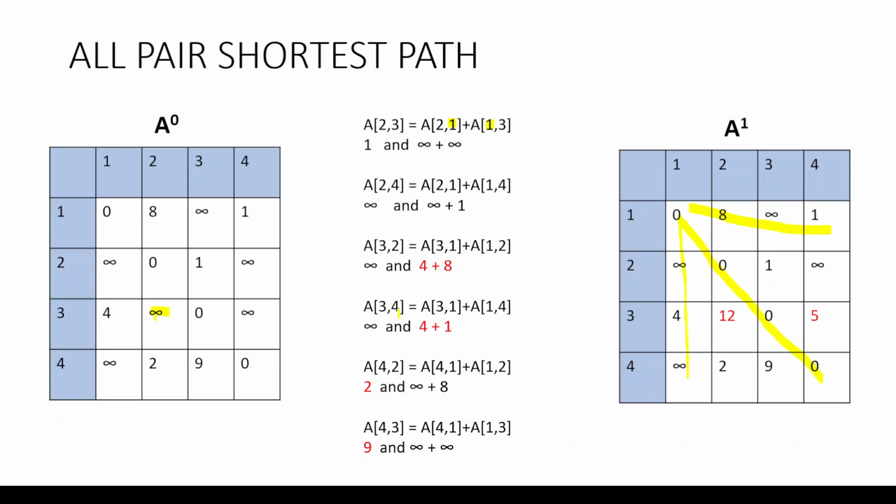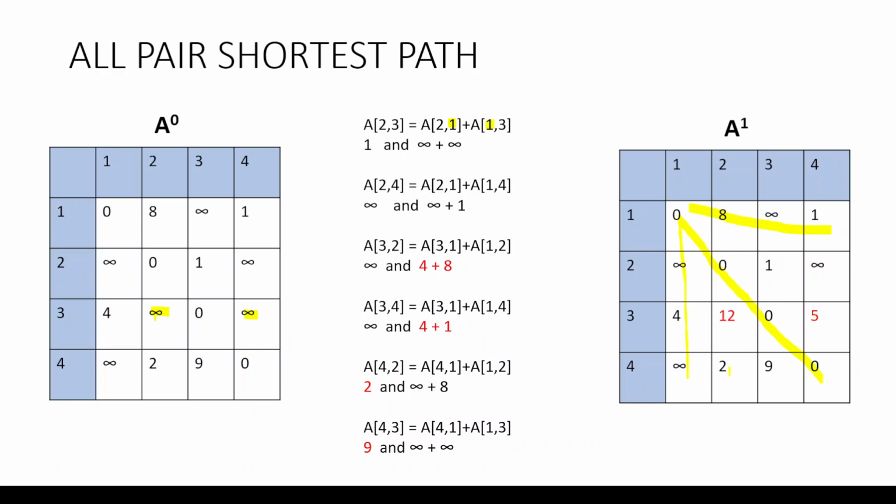A of 3 comma 4, we are adding an intermediate node, that is A of 3 comma 1 plus A of 1 comma 4. A of 3 comma 4, 3 to 4 is infinity. A of 3 comma 1, 3 comma 1 is 4. A of 1 comma 4, 1 comma 4 is 1. So you'll get 4 plus 1 is 5. 5 is of course less than infinity. So we will replace this value, that is A of 3 comma 4, by the new value whatever we have got, a shorter distance, which is 5.